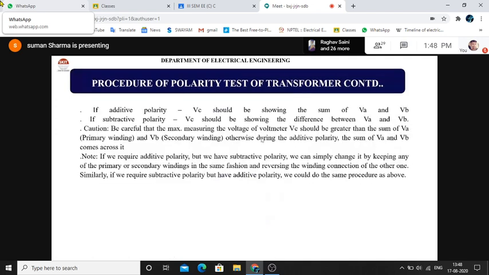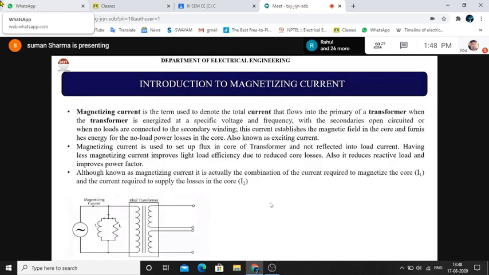Then what is magnetizing current? This is a new concept, or we have studied it earlier. Magnetizing current is used to denote the current that flows in the primary of the transformer when it is energized at specific voltage and frequency with the secondary open circuited.